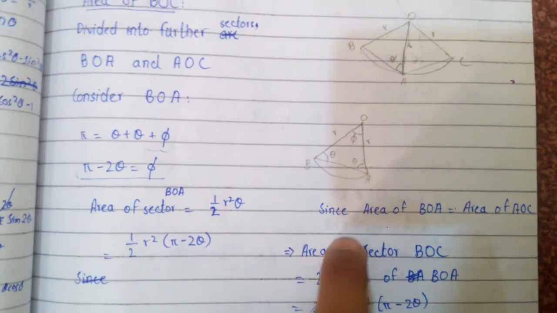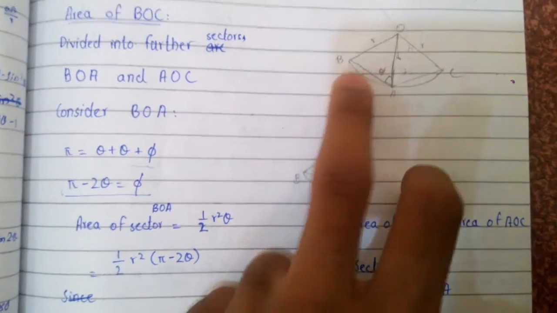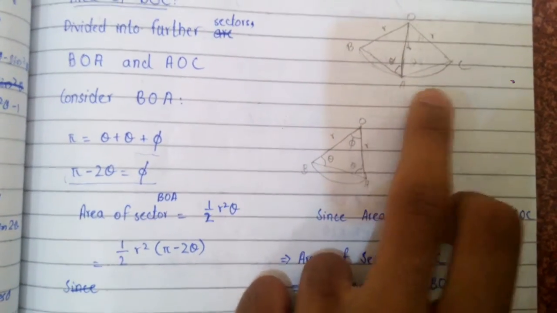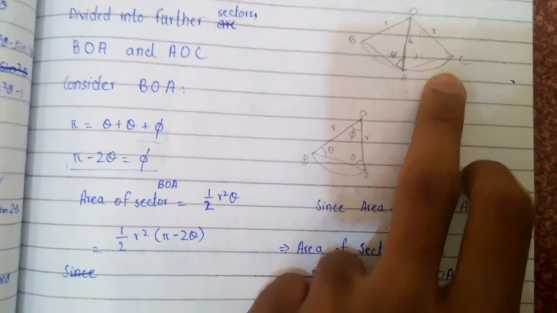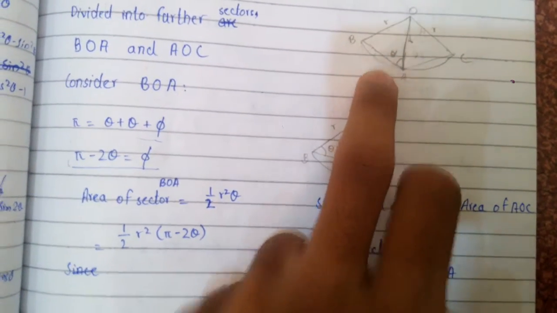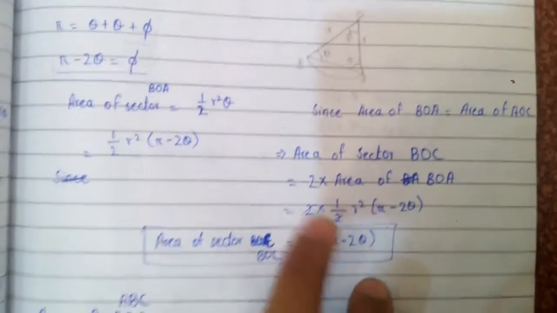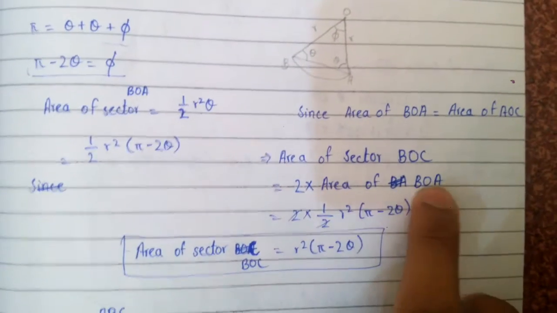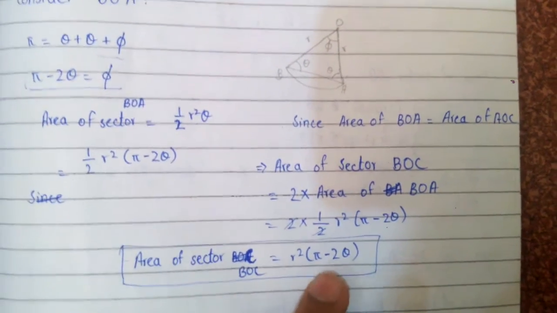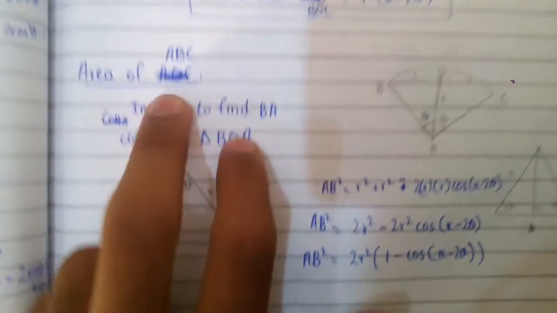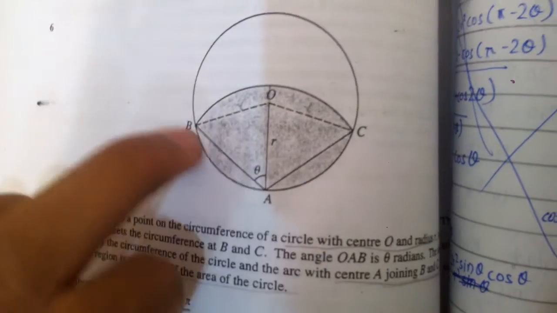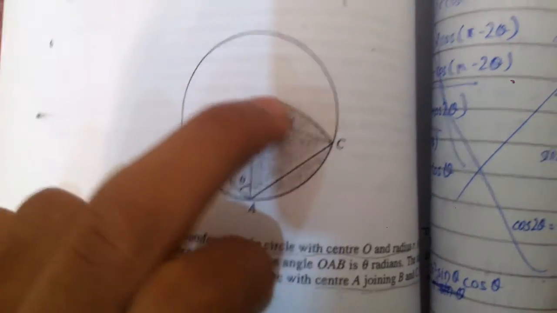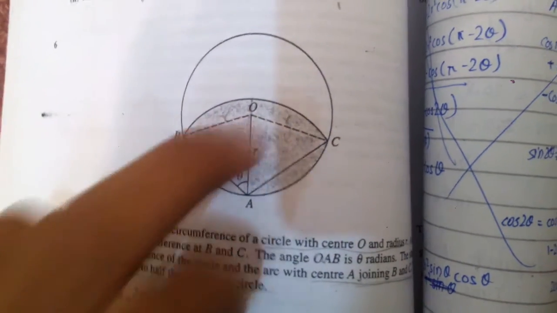Now we know the area of BOA is equal to AOC, so the area of the sector OBC will be twice the area of BOA, which gives us R squared times (pi minus 2 theta). Next we have to find the area of the other sector, ABC, this whole area.